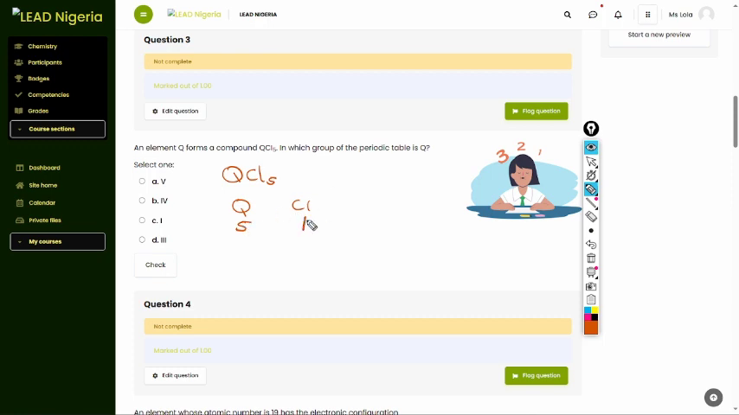What this means is that for chlorine to become stable, it needs 1 electron. And so Q has 5 electrons in its outermost shell, which represents its valency. And so it will belong to group 5. So the correct answer is A. So we go with option A.